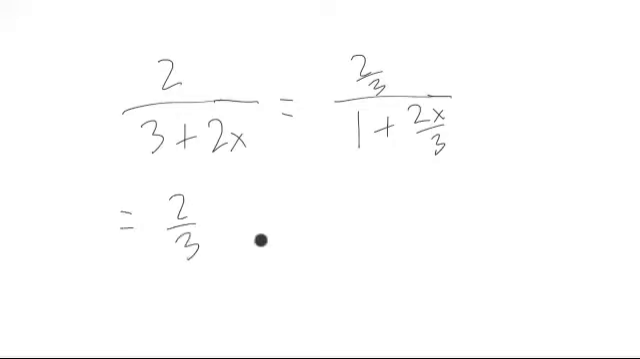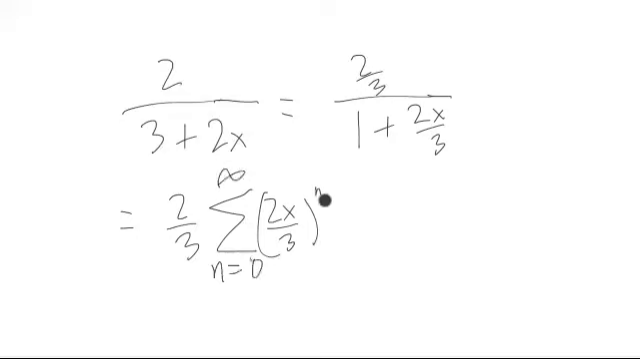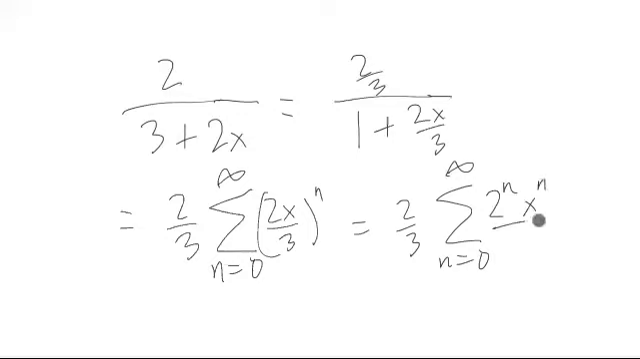2/3 times the whole series, because you factor out the 2/3, times the whole series, which is 2x over 3 raised to the n, and starting at 0, going off to infinity. Of course, you could rewrite this as 2/3 times the sum n from 0 to infinity, 2 to the n, x to the n over 3 to the n. If we really wanted to, we could distribute this 2/3 to every term and get rid of it there because we distributed it in. So we could have this as our power series.